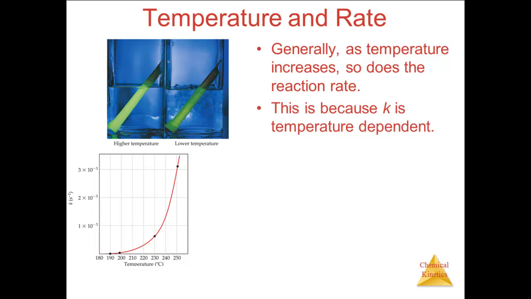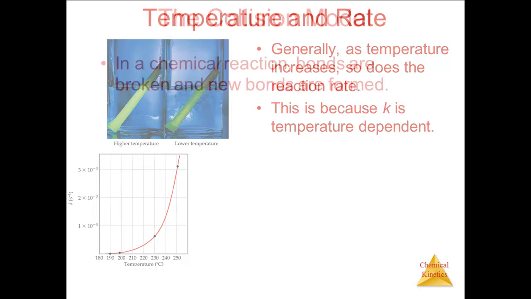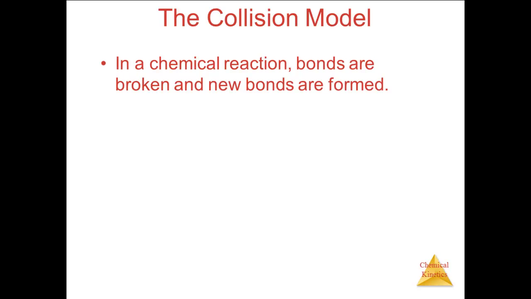The question arises then about why K changes with temperature. What is K measuring that is affected by the temperature? The theoretical basis for understanding this effect is called collision theory, or the collision model. It has three basic points.